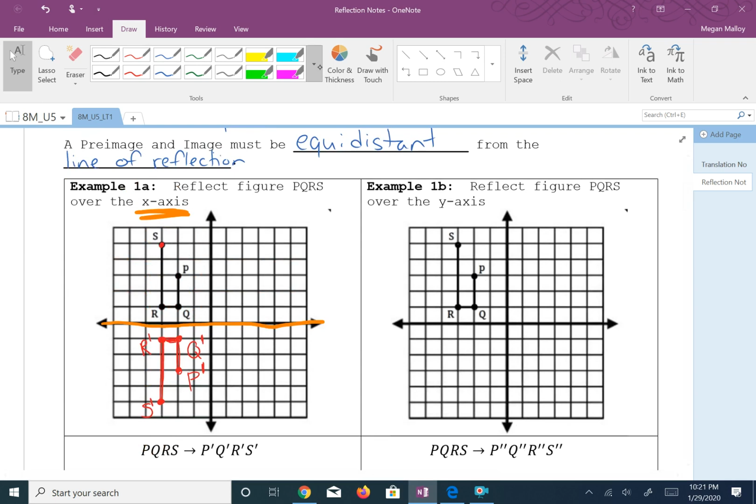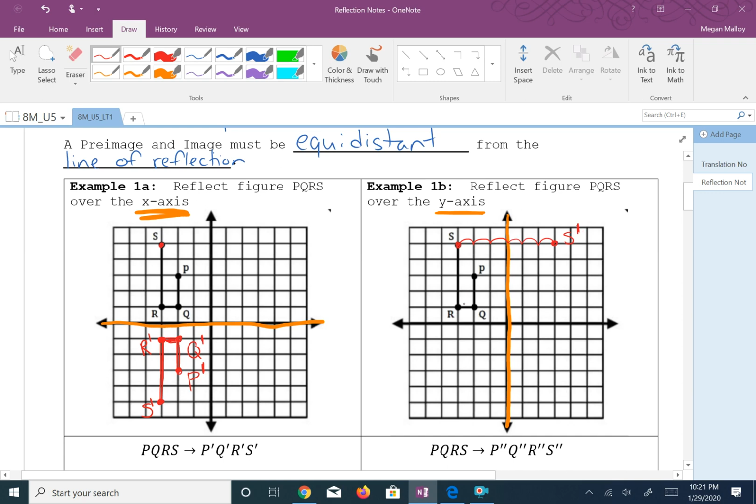In example 1B, it's asking us to reflect that same figure over the y-axis, which is the vertical axis through our coordinate grid. I'm going to follow the same process. However, this time I'm going to be looking at how far away my pre-image points are from the y-axis. My pre-image S is 1, 2, 3 units to the left of the y-axis, which means that my image of S is going to be 3 units to the right of my y-axis, and I will label that my image of S.